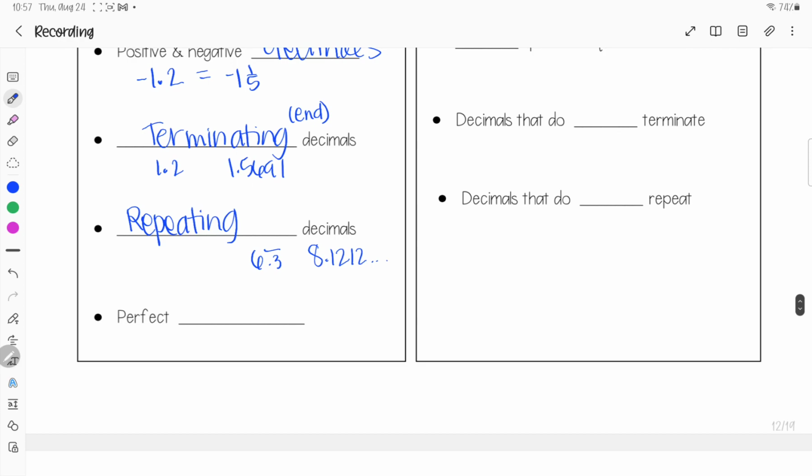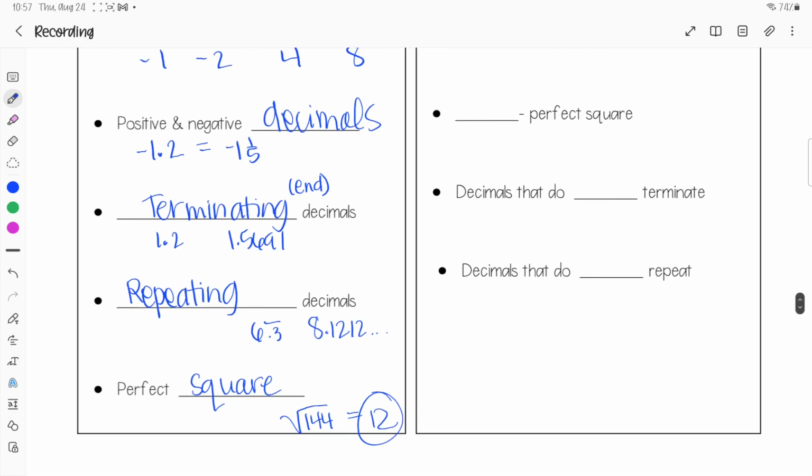And the last one you could have is a perfect square. When you put it in your calculator and square root something, it comes out a whole number. Okay, no decimals. That's the easiest way to tell that it is rational.